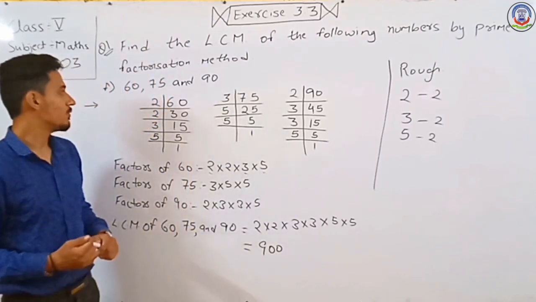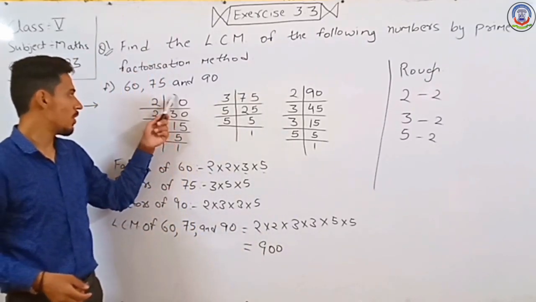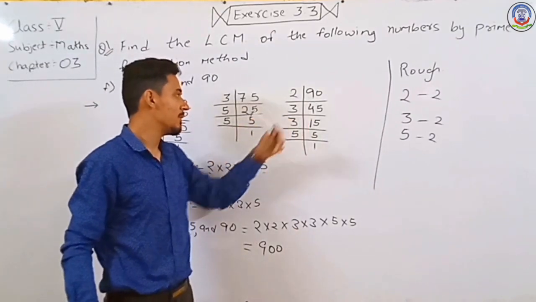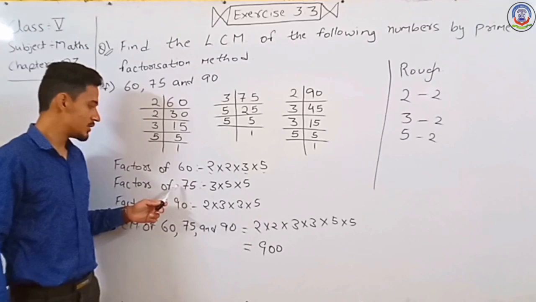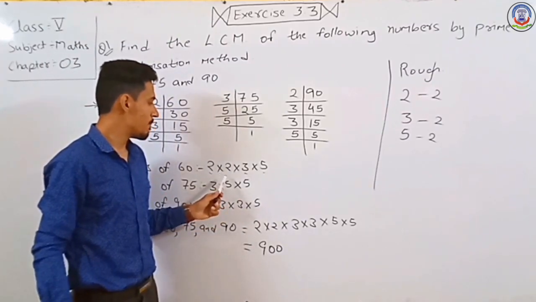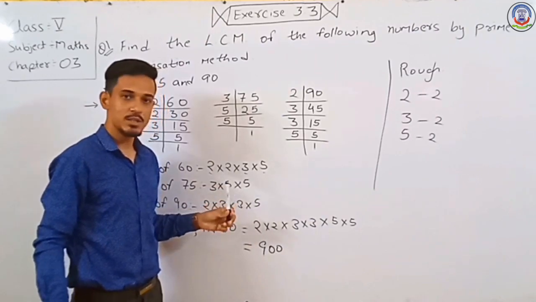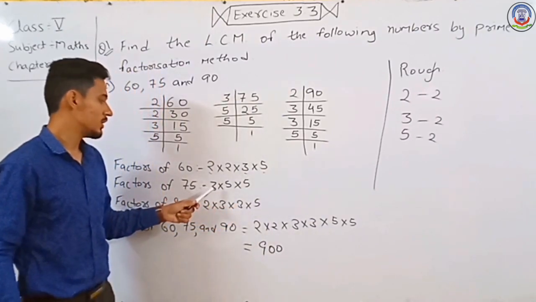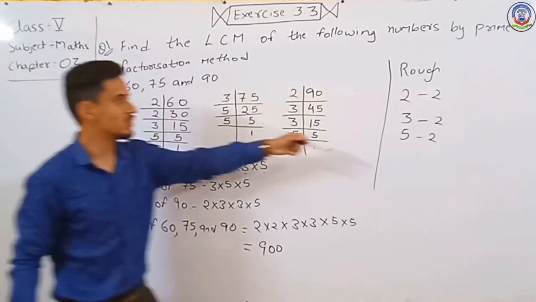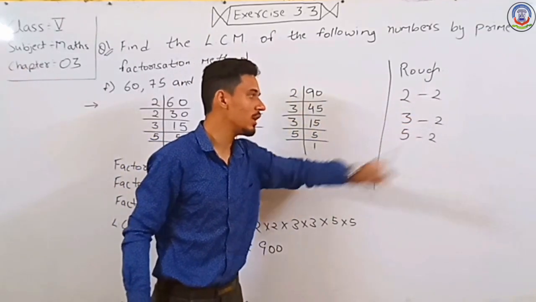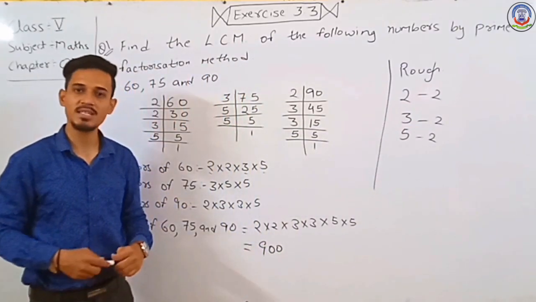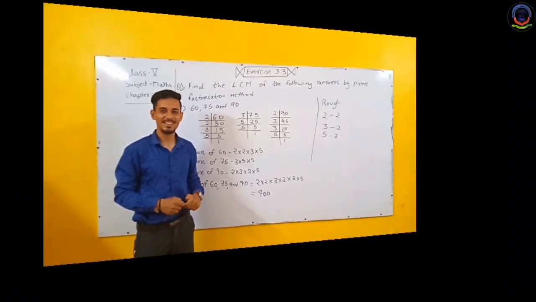So in this sum we do first factors of 60, then 75, then 90. Then we write them horizontally. Next we find the numbers which are repeated the maximum times. So we do some rough work. Then we multiply just the maximum times repeated numbers, and the product of these is our LCM, that is 900. Okay.